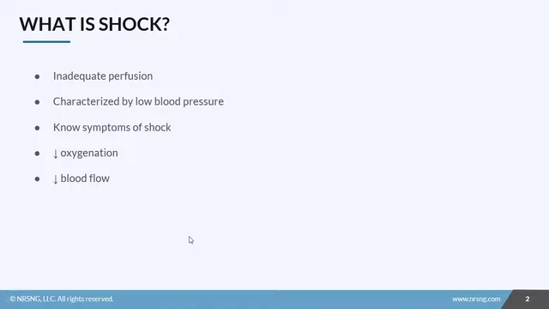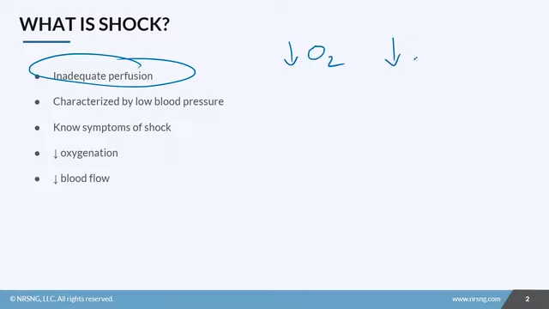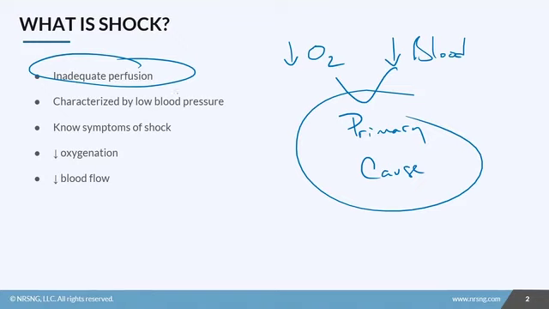But the most important thing that you need to understand about shock is that shock is a result of inadequate perfusion to tissues and organs. What happens is you have this decrease in oxygen and this decrease of blood flow, and there's always a primary cause for it. So what you need to do is focus on fixing the primary cause. It's often characterized by low blood pressure. And your job as a nurse is you need to recognize symptoms of shock and you need to intervene early.